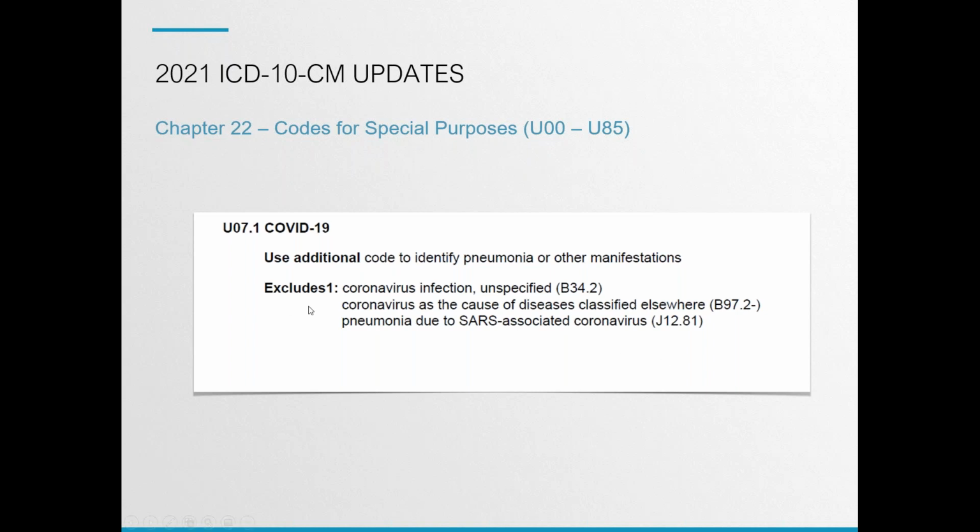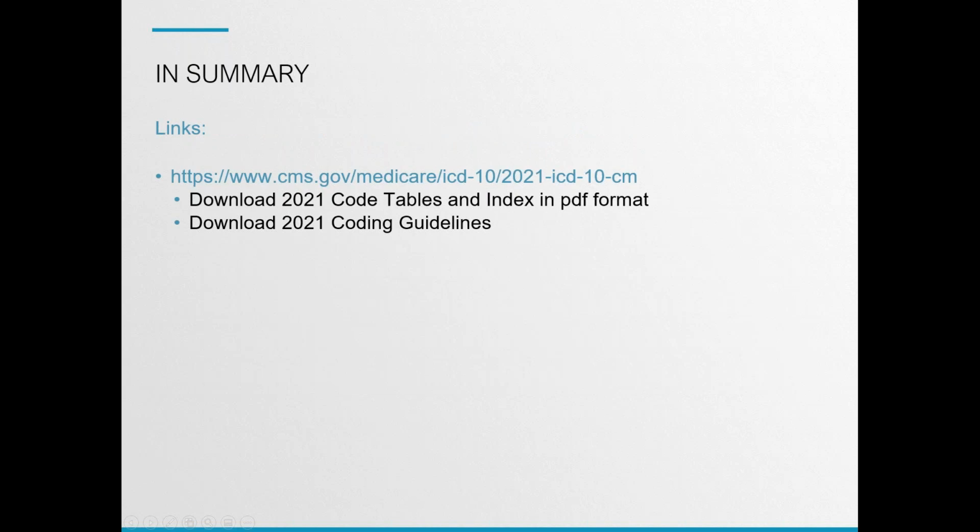Look at the excludes. There's an Excludes 1. So if the person had coronavirus infection unspecified, we're going to B34.2. If it was coronavirus as the cause of diseases classified elsewhere, it's B97.2, and pneumonia due to SARS-associated coronavirus is J12.81. So it's telling you here, right? We have our U07.1 COVID-19. Anytime you see these excludes notes, it will tell you where to go to find this specific code for something that is not actually the COVID-19.